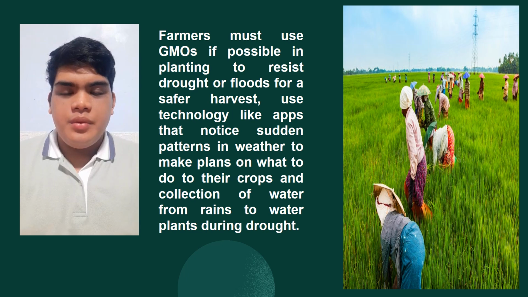Lastly, farmers must use GMOs if possible in planting to resist drought or floods for a safer harvest. Use technology like apps that notice sudden patterns in weather to make plans on what to do to their crops, and collection of water from rains to water plants during drought.